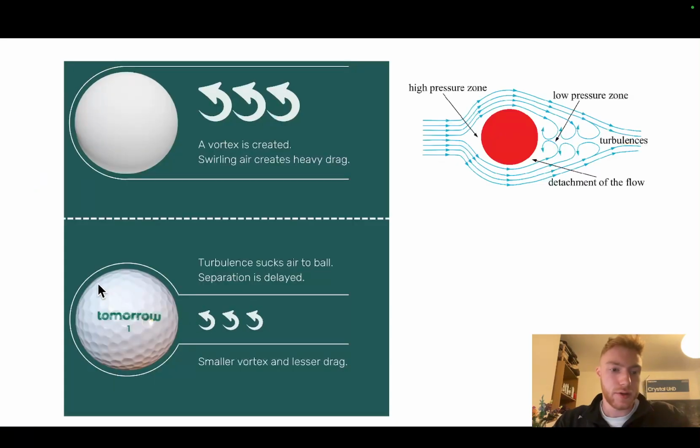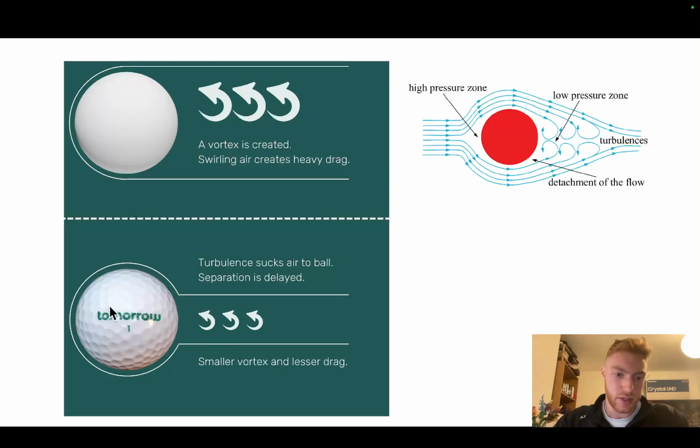So flow separation, you want to minimize flow separation, because this is where you get this low pressure zone here, where you've got the big difference. So you want to minimize low pressure down here. So you can see here loads of turbulence, loads of low pressure. And here there's still low pressure, but it's not as much because flow has stuck on.